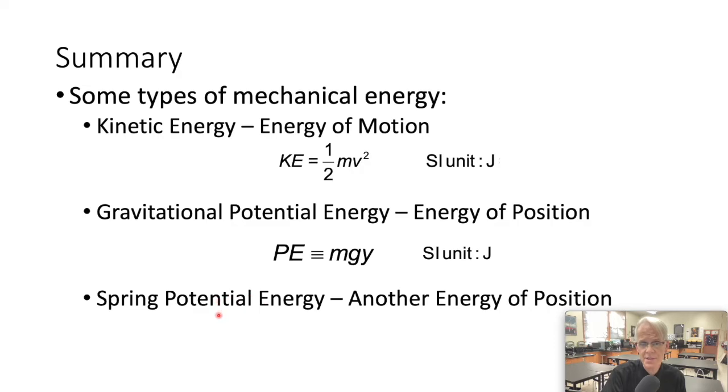Finally, we talked about spring potential energy, which is another energy of position. We'll define that as 1/2 times the spring constant times x squared. And this x is going to be the position that some mass has moved off of the equilibrium position. And again, our units are joules, just like gravitational potential energy, kinetic energy, and of course, work.